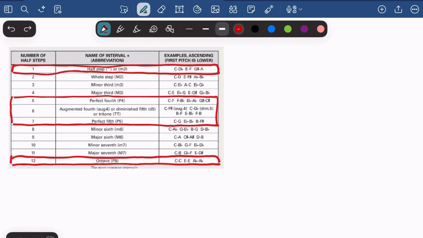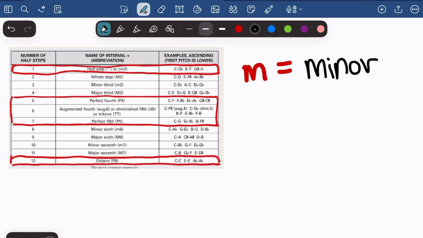Okay, the table below shows the different types of intervals. The interval is found by the number of half steps. So for example, the first one is one half step, and we call that a half step. It's represented by lowercase m and 2, where lowercase m means minor, and capital M means major.